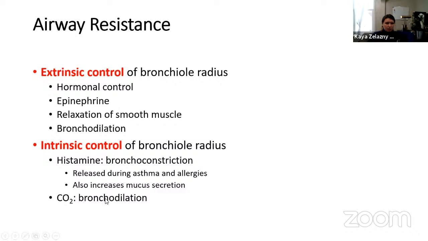CO2, however, causes bronchodilation. Right? So a buildup of CO2 means that we want to do more air exchange. So that's going to cause bronchodilation, increasing airflow, making it easier to get air flowing so that you can exchange that carbon dioxide for oxygen. So histamine and CO2 would be acting on a pretty local level. So they'd be coming from a very nearby location to that bronchiolar smooth muscle, whereas these extrinsic controls would be coming from farther away.